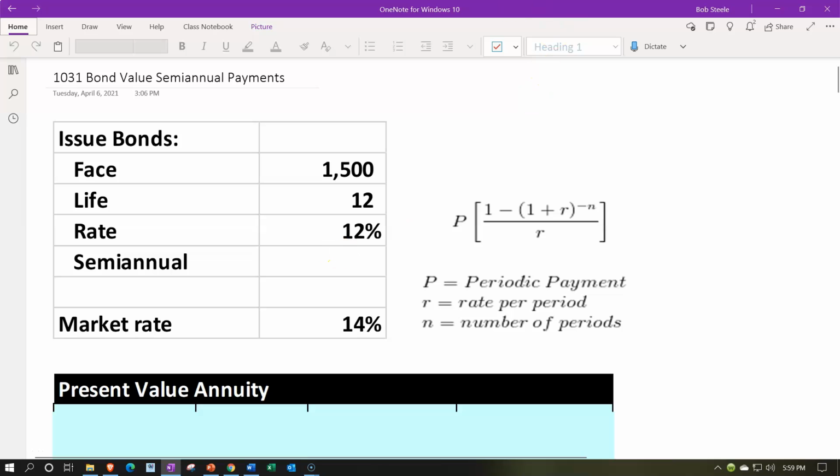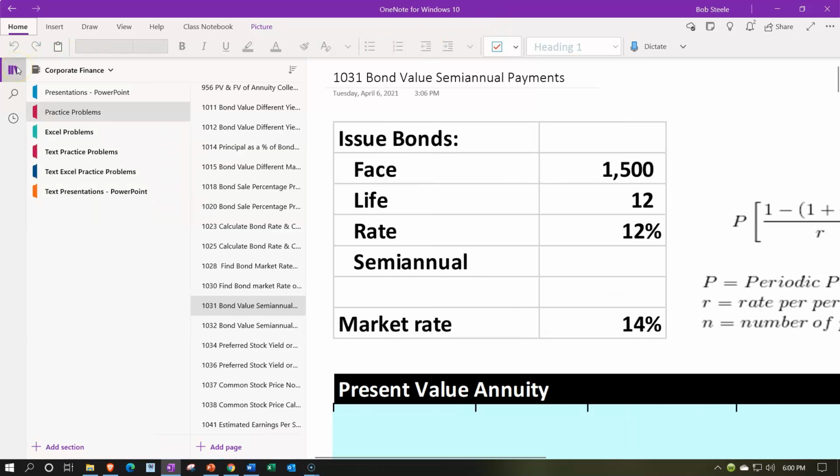Here we are in OneNote. If you have access to OneNote and would like to follow along, you're not required to, but if you would like to, we're in the icon on the left-hand side in the practice problems, then down in the 1031 bond value semi-annual payments tab. Also note that when using OneNote, you might want to look at the immersive reader tool.